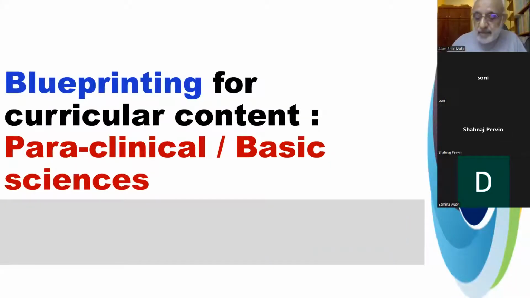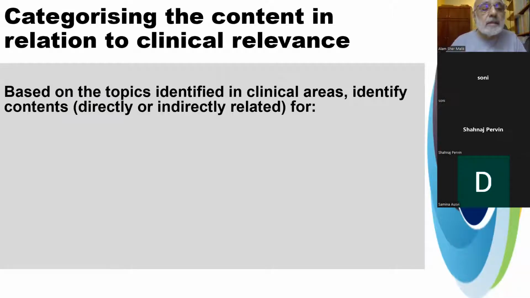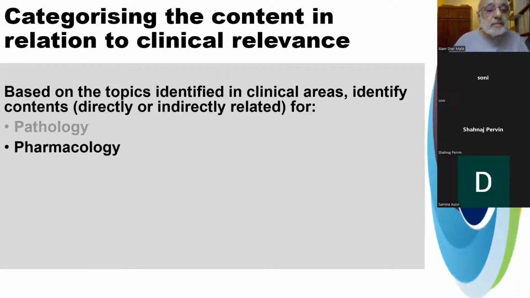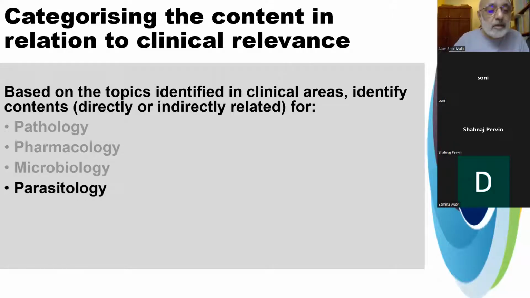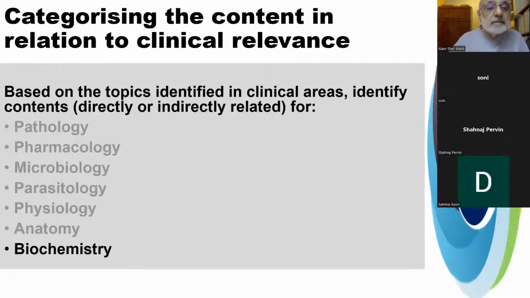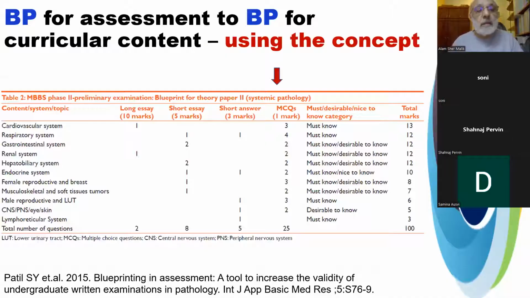The examples for basic sciences, of course, the basic sciences need to be guided by the clinical relevance. So based on the topic identified in the clinical areas, we would identify the content directly or indirectly related to those clinical areas in basic sciences or paraclinical sciences, for example, in pathology, pharmacology, microbiology, and other areas as well.